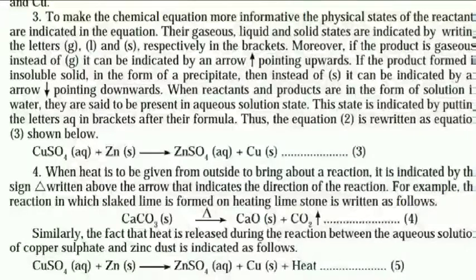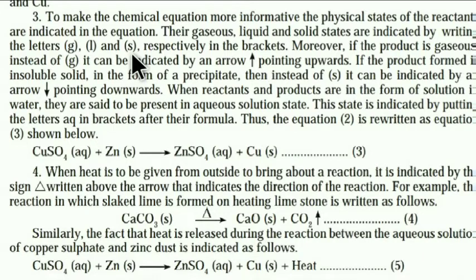In third step, to make the chemical equation more informative, the physical states of the reactants are indicated in the equation. Their gaseous, liquid, solid states are indicated by writing the letters G, L and S, that is gaseous state, liquid state and solid state.